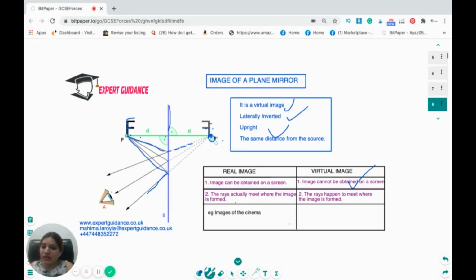We have extrapolated it so that it appears to meet there, and there you see the image. Whereas a real image can be obtained on a screen, where the rays actually meet, like the images of a camera, the virtual image is the image of the plane mirror. Okay, so I hope this concept of reflection and how you draw the image of a plane mirror is clear to you.